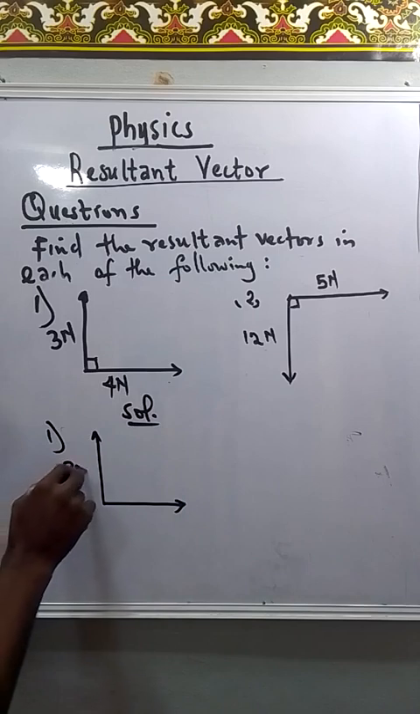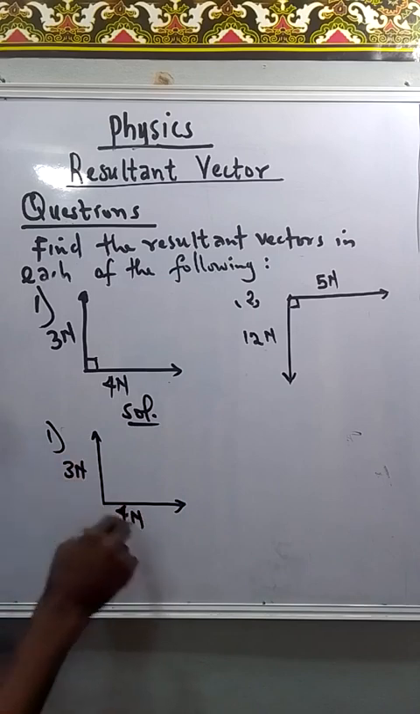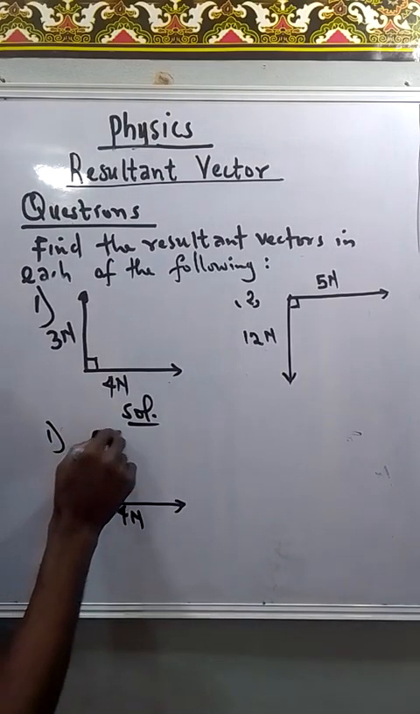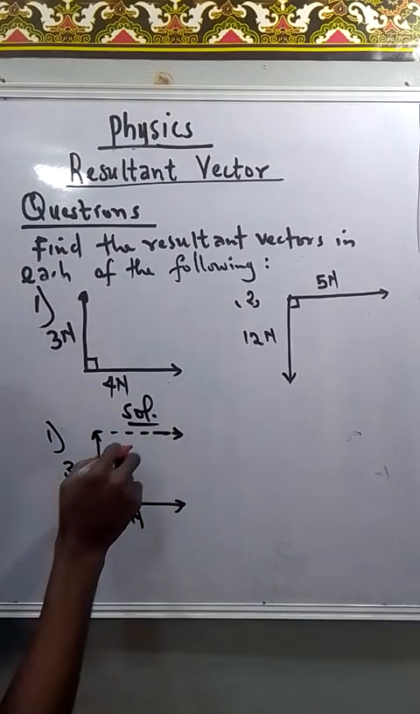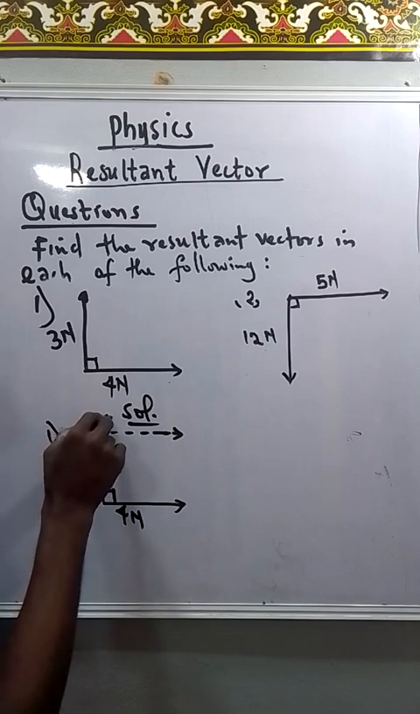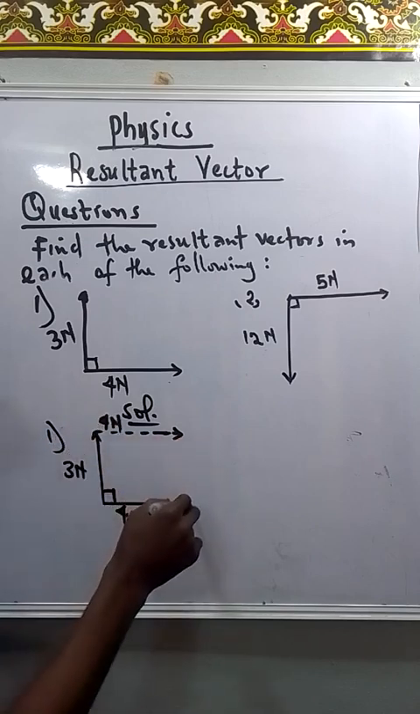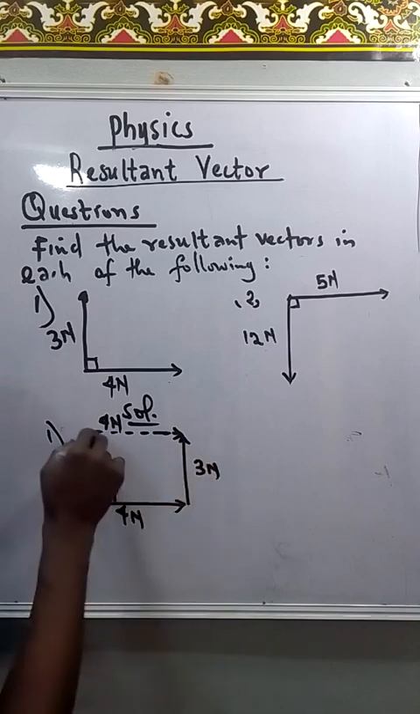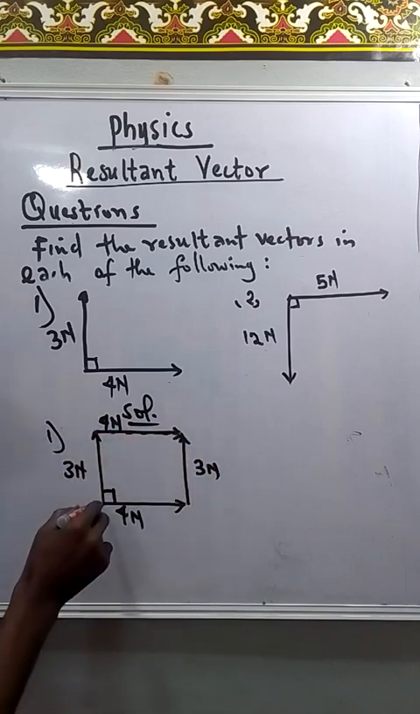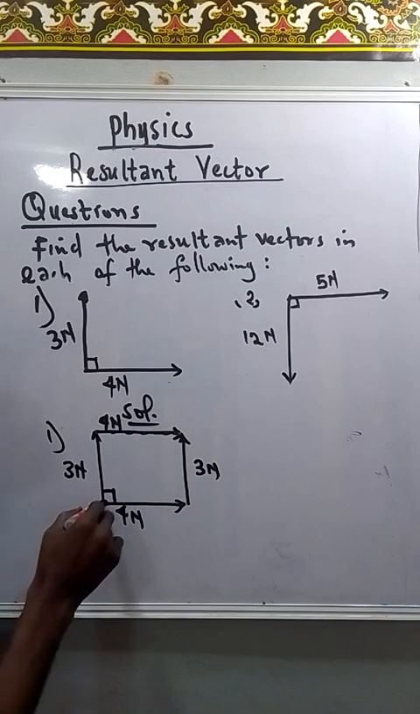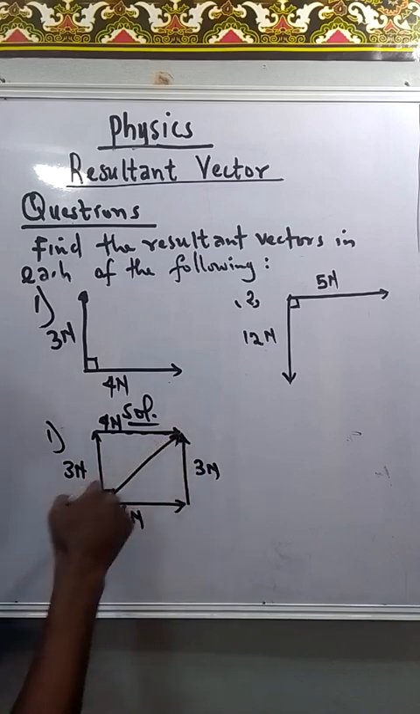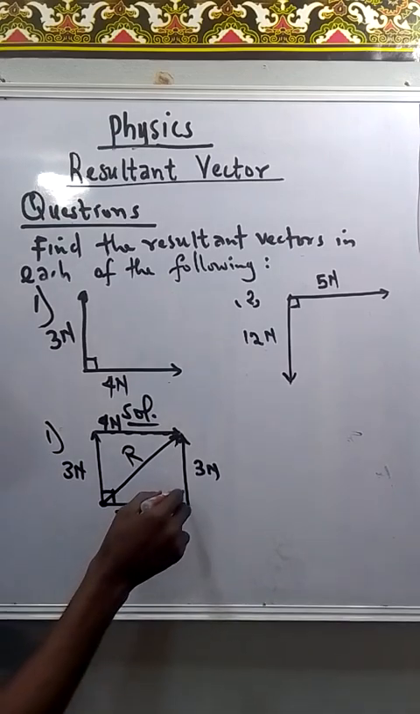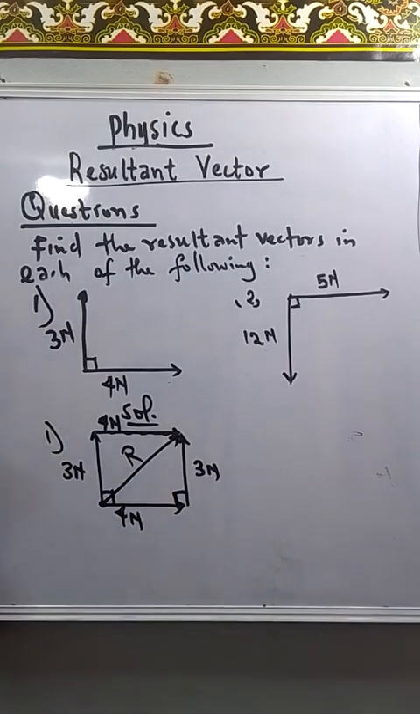So we have 3 Newton here and we have 4 Newton here. So by parallelogram law, we need to complete the parallelogram. So here will also be 4 Newton. Since here is 4 Newton, let's complete this also. This will be 3 Newton as well. So completing it, our resultant will come from the point of action, the diagonal from the point of action. This is the resultant. Now, here will also be 90 degrees.